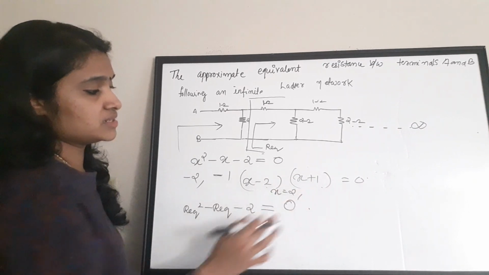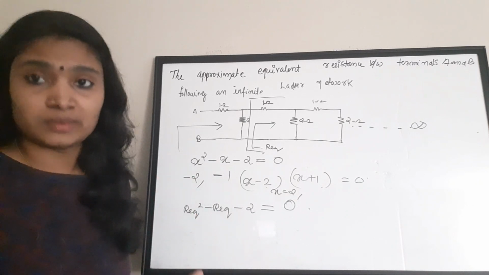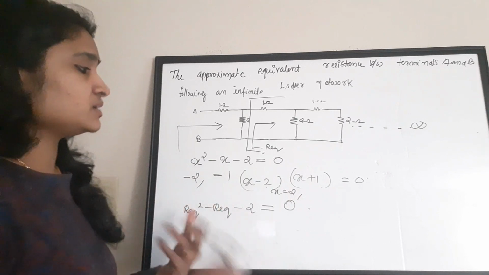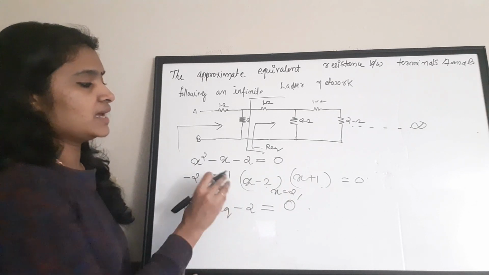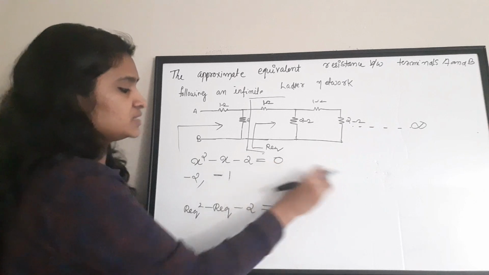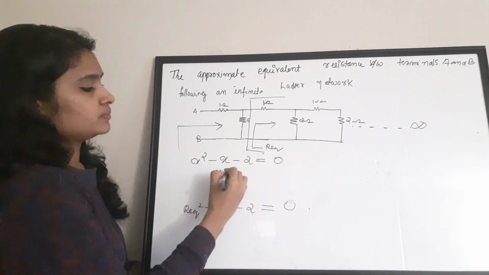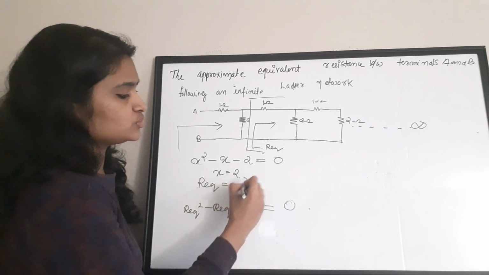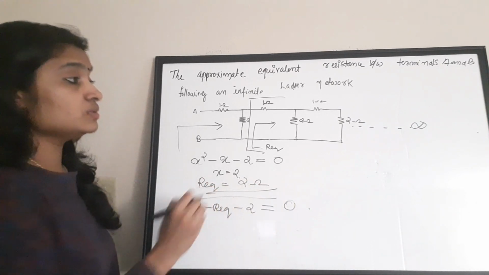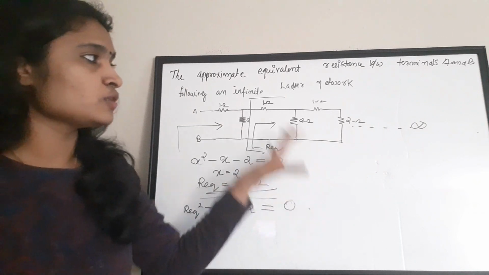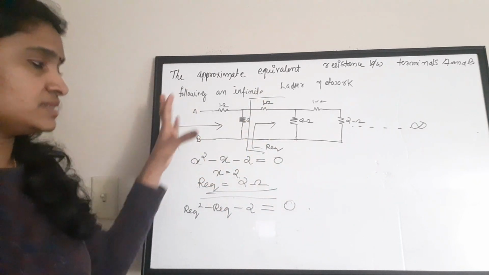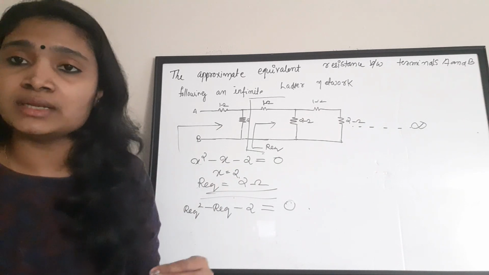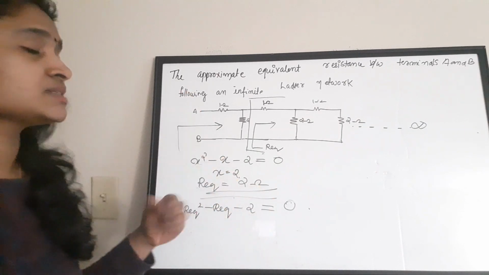You don't need a negative value for an equivalent resistance. Okay, you will get a positive value. You need a positive value as a resistance equivalent value. So the answer is x is equal to 2. That is, x is Req. So Req is equal to 2 ohms. Okay. So the equivalent resistance of these two terminals, that is for this infinite network, is actually 2 ohms between these two terminals A and B.